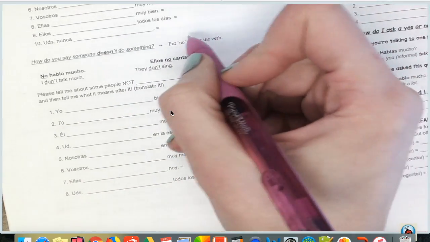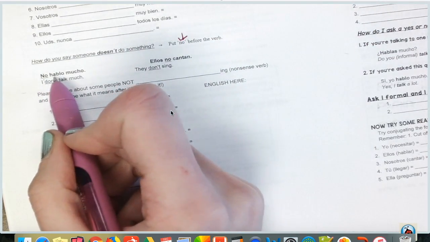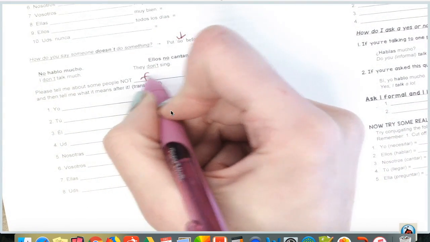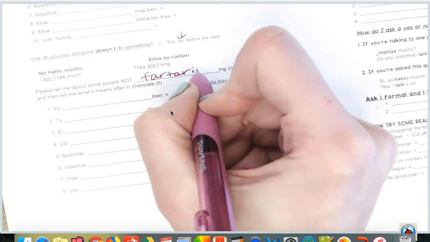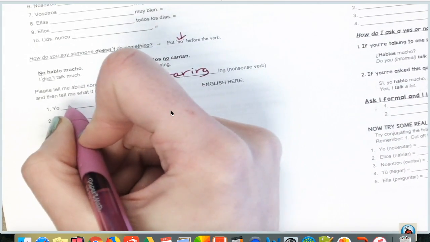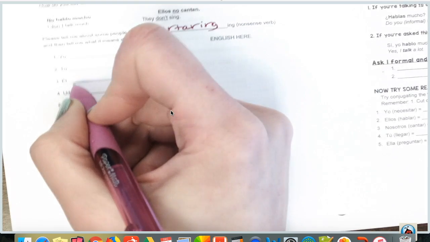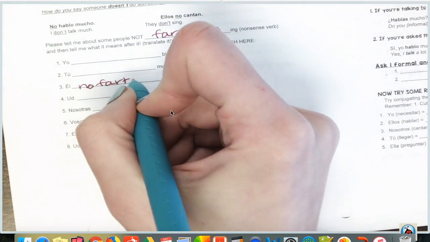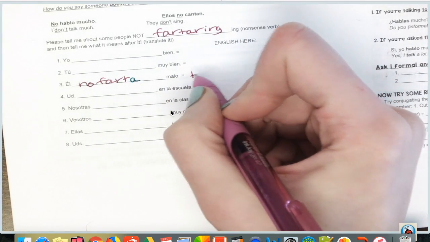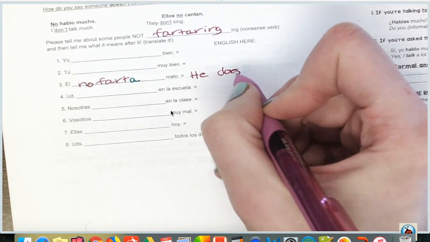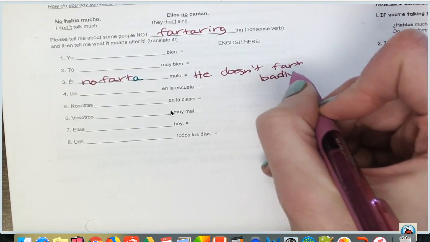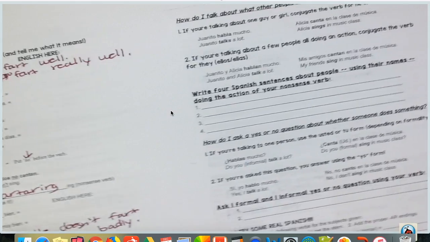On the bottom, it says, how do you say somebody doesn't do something? Just put no before the verb. So no hablo mucho, I don't talk a lot. Ellos no cantan, they don't sing. So tell people about them not fartaring. So for example, actually I'll skip to number 3. Él no farta mal. He doesn't fart badly. Okay, moving on to the next side.